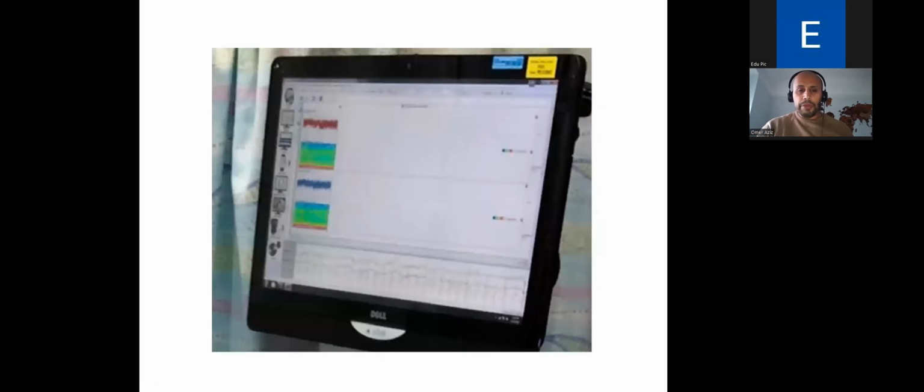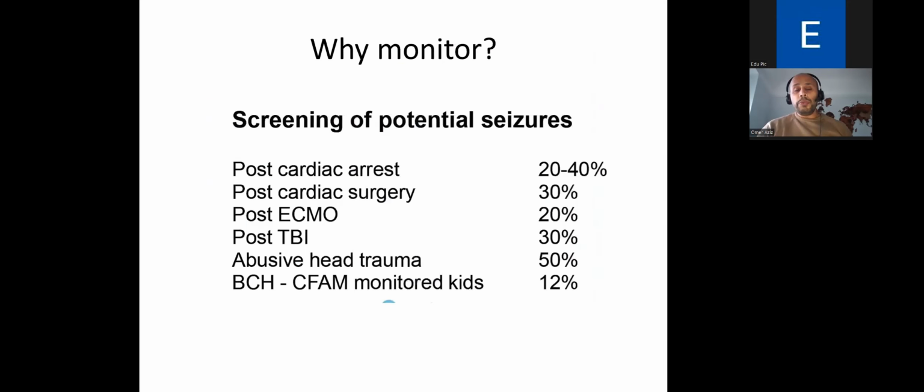Okay, this is a slightly different appearance of the monitor, but exactly the same thing. All right, so why do we monitor? The main reason for monitoring electrical activity on the intensive care unit is to screen for potential seizures. So the next question is, how many of our patients have seizures?